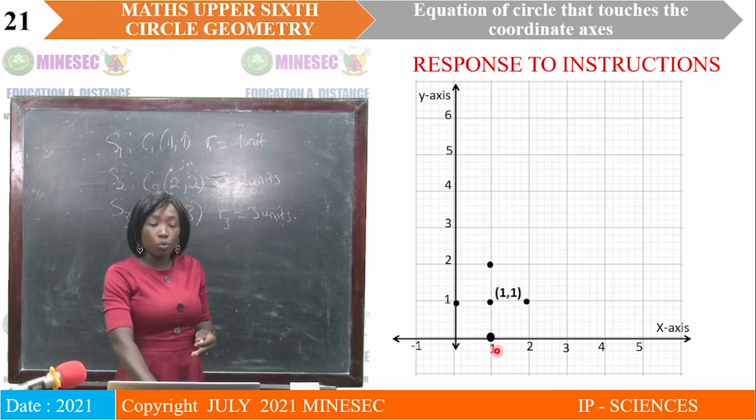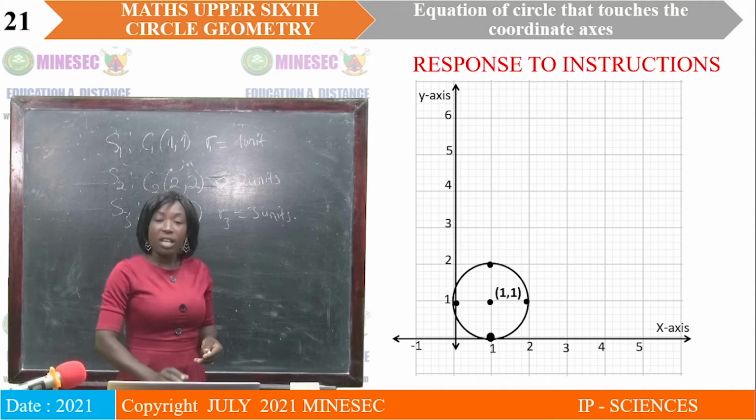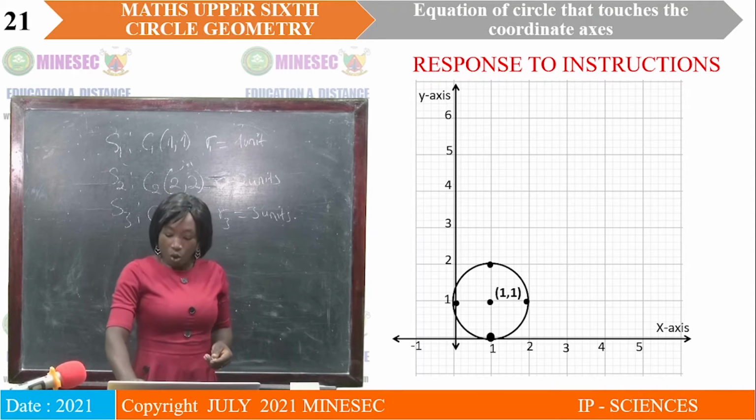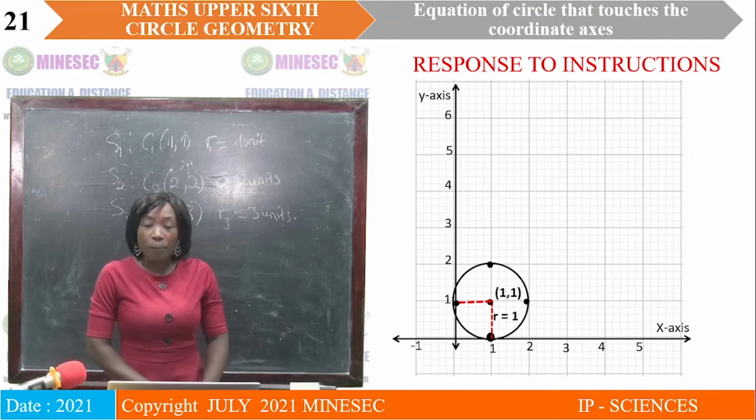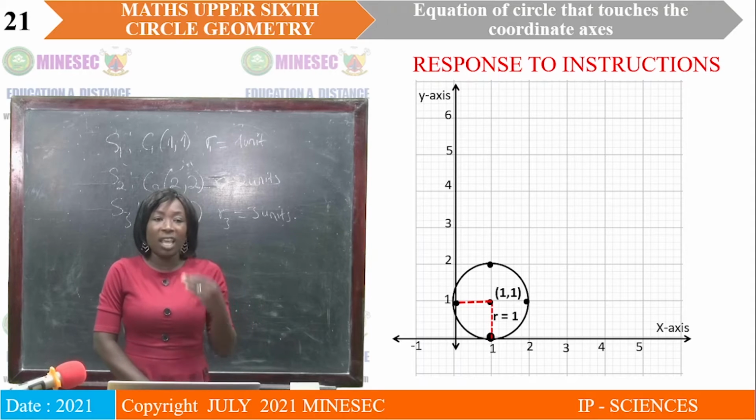From the center, when you move 1 unit vertically downwards, we have the next point. From the center, 1 unit vertically upwards gives the other points. Now, connecting those 4 points will give us the circle with center (1, 1) and radius 1 unit. So that is the first circle we have obtained. And what do we observe? Because after the diagram, we give our observation.